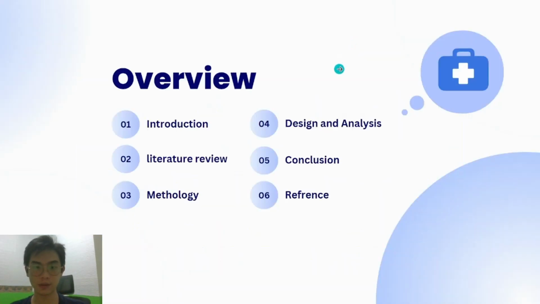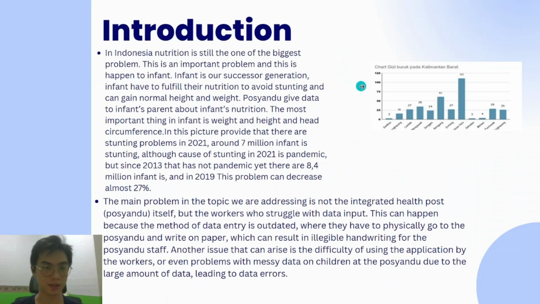This is the overview. The first one is introduction. The main problem in the topic is the workers who struggle with data input. This can happen because the method of data entry is outdated, where they have to physically go to the POSYANDU and write on paper, which can result in illegible handwriting for the POSYANDU staff. Another issue that can arise is the difficulty of using the application by the workers, or even problems with messy data on children at the POSYANDU due to the large amount of data, leading to data errors.